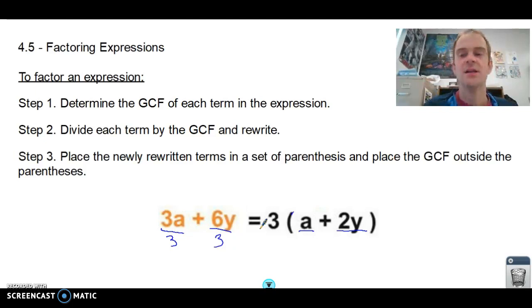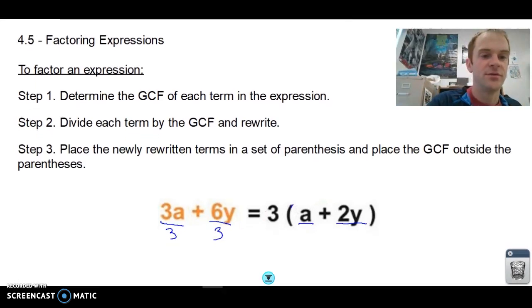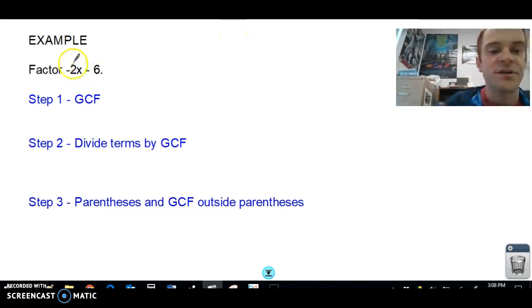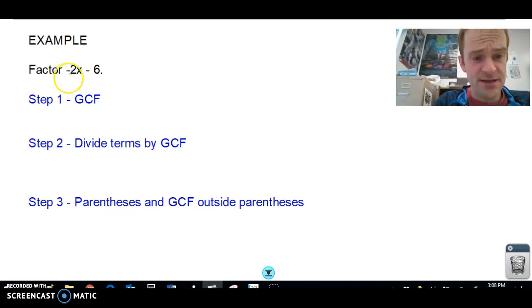Okay, so that was a lot. Let's look at what this looks like in another example problem. So I've got to move some things around here. Okay, here's my next example. We've got this problem here. I want to know the factored expression of this. I'm trying to write an equivalent expression, and it's going to have a set of parentheses and a number outside of it. So the first step: what's the greatest common factor? What's the biggest number that I can divide negative 2x and negative 6 by?